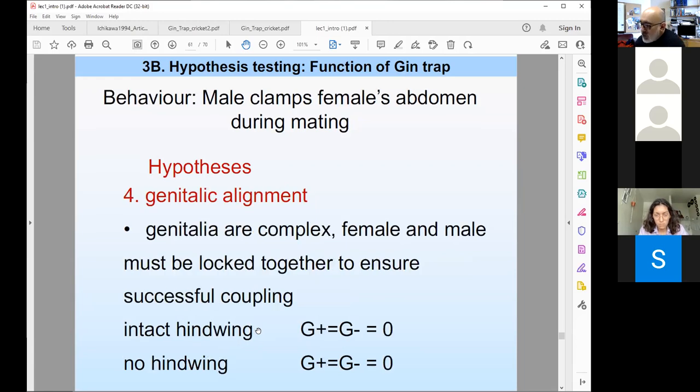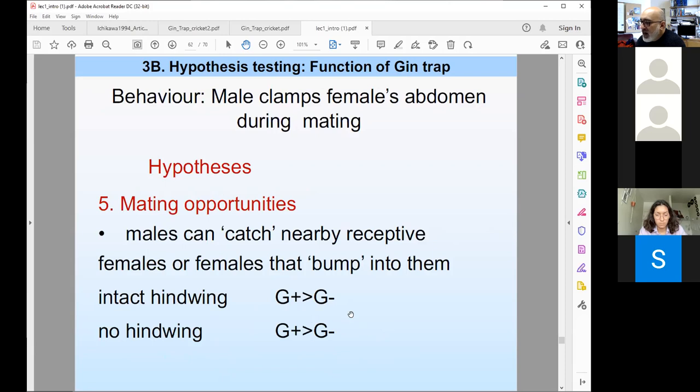Finally, there's one more after this, genitalic alignment. Insect genitalia are super complex. Like literally, I'm not kidding. They are incredibly complex in many species. And males and females have to be locked together to ensure successful copulation. And therefore, the gin trap helps facilitate that. So in this case, it shouldn't matter whether the hindwings are intact or not. Males without a gin trap should have 0 mating success.